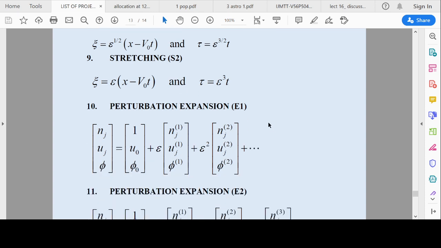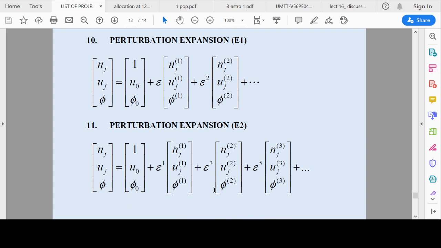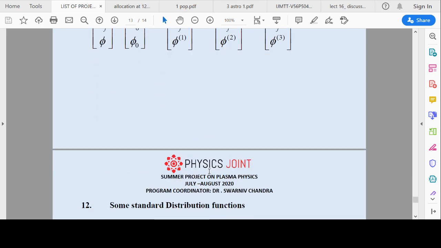Now there are 2 kinds of perturbations. Here I have taken the normal perturbations for density, velocity, and potential, and here we have got another kind of stretching where you have used all the odd powers. So this is another kind of perturbation expansion that you may use.